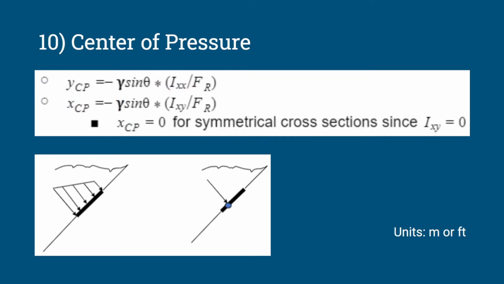The center of pressure denotes the location where the resultant force from the previous slide can be placed along the body. The formulas on this slide calculate the value relative to the center of gravity of the object of interest, and the center of pressure is almost always further down than the center of gravity. This location is calculated with the specific weight, the centroidal moments of inertia, the angle of inclination of the plane, and the resultant force. For symmetrical cross-sections, the XCP is 0.